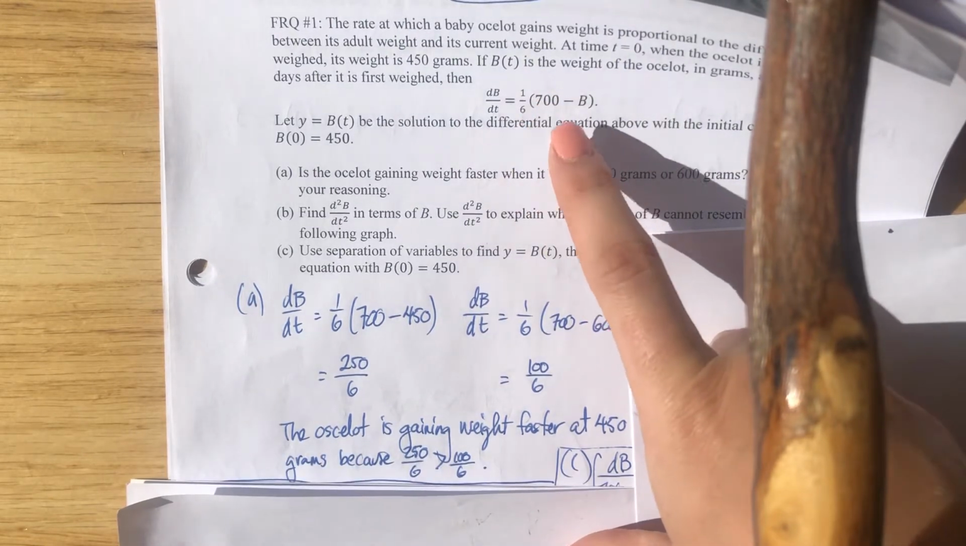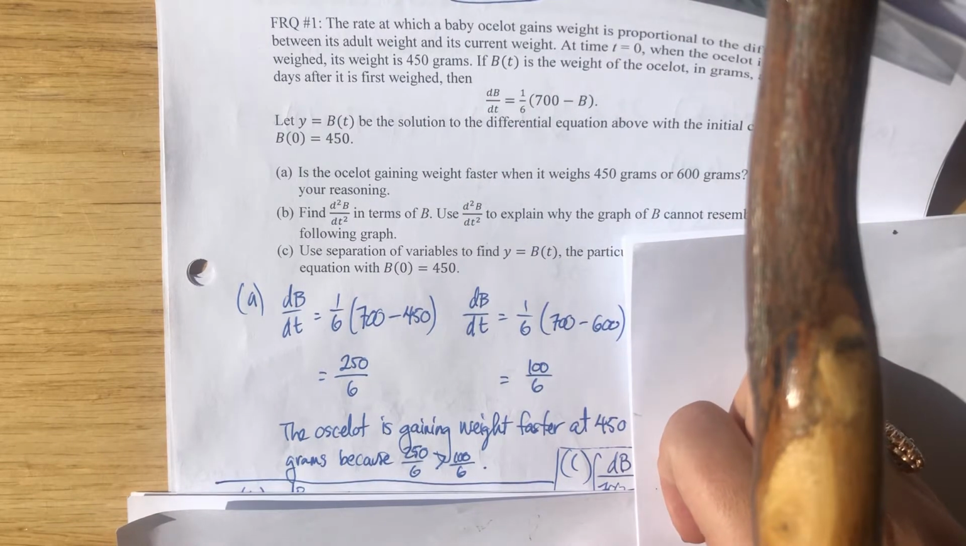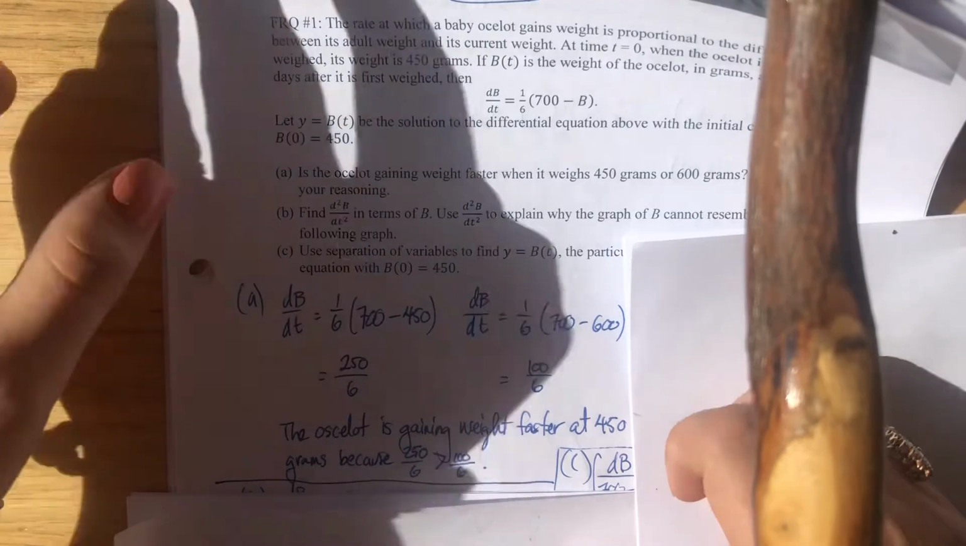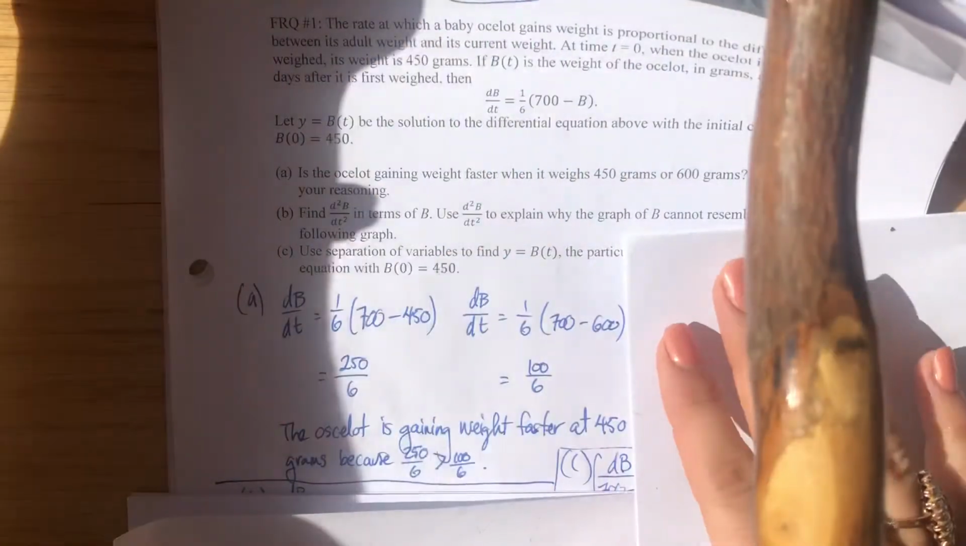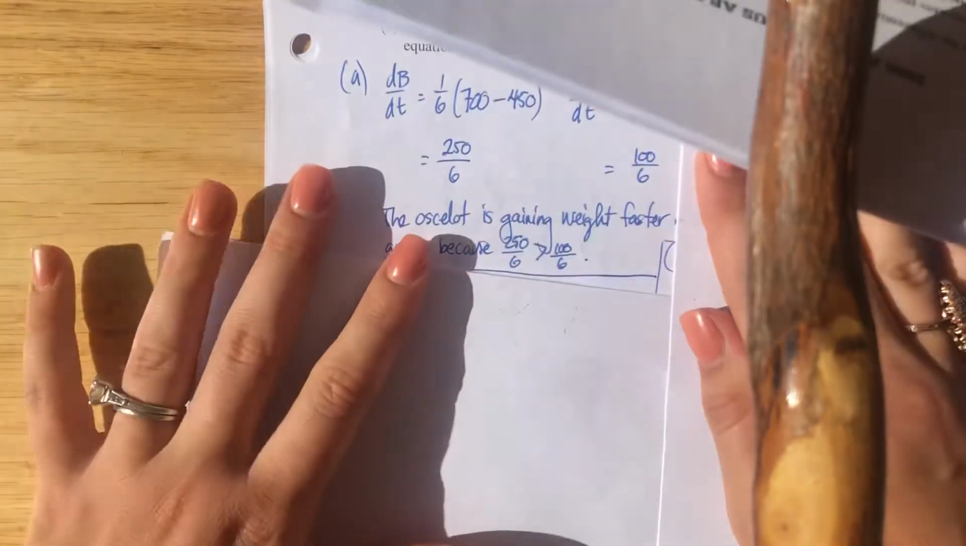Okay, so to take the derivative of this, you want to distribute in the 1/6. Distribute in the 1/6. And then at some point, you're going to have to sub in for dB/dt. Okay, so go ahead, see if you can do it. Alrighty, let's go over it.